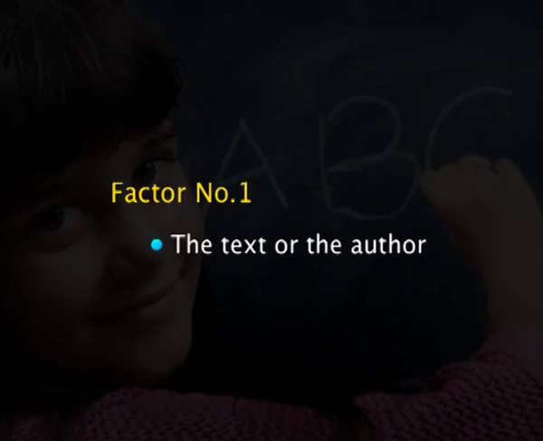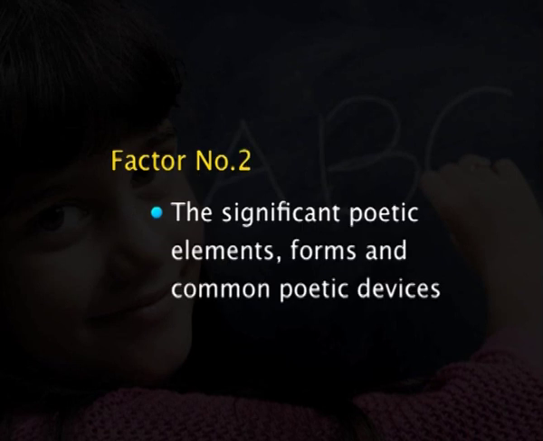It may be noted that the most widely practiced methodology of teaching poetry is influenced by traditional literary theory, which focuses on two factors. Factor number one, the text or the author. Factor number two, the significant poetic elements, forms, and common poetic devices. Consequently, the teachers are concerned mainly about whether students can discover the correct meaning of the text. They are discouraged from bringing any personal perspectives to interpret the poems. This approach is now widely recognized as a major factor which causes students to consider the study of poetry unpleasant.